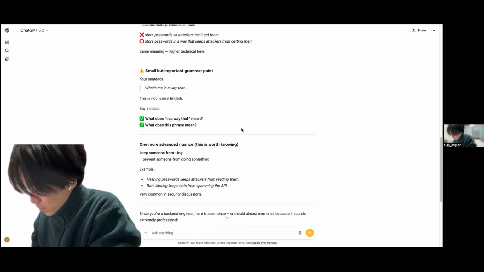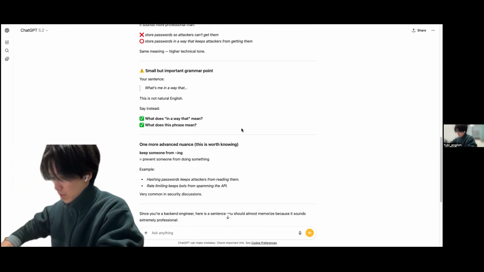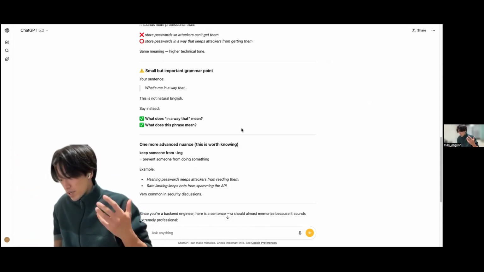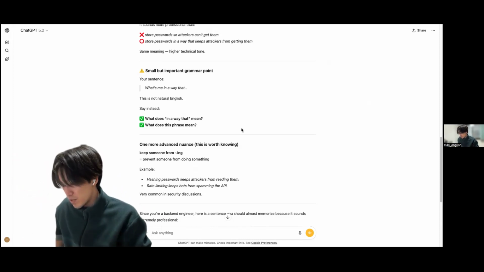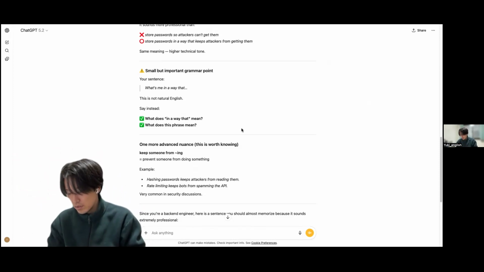Hmm. Very good video. Very good English textbook. It is essential to store passwords in a way that keeps an attacker from getting them. Storing passwords in a way that keeps an attacker from getting them. So, defense, saving the data from attackers.